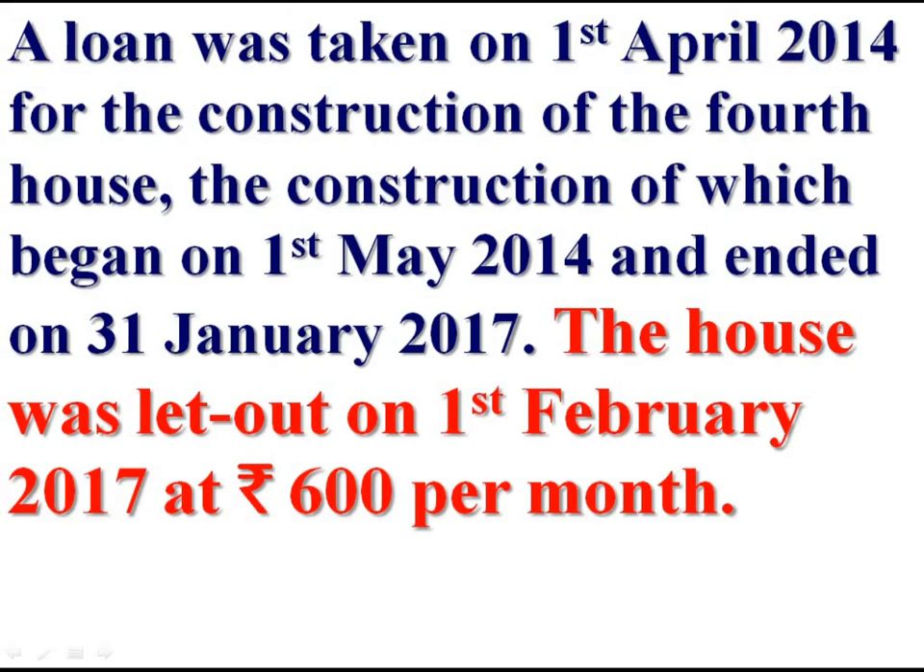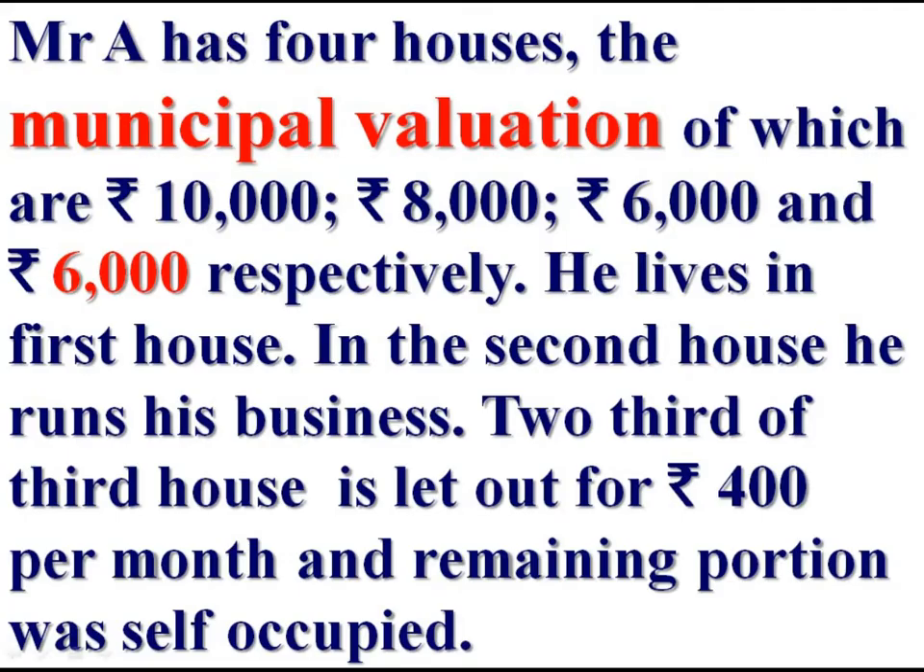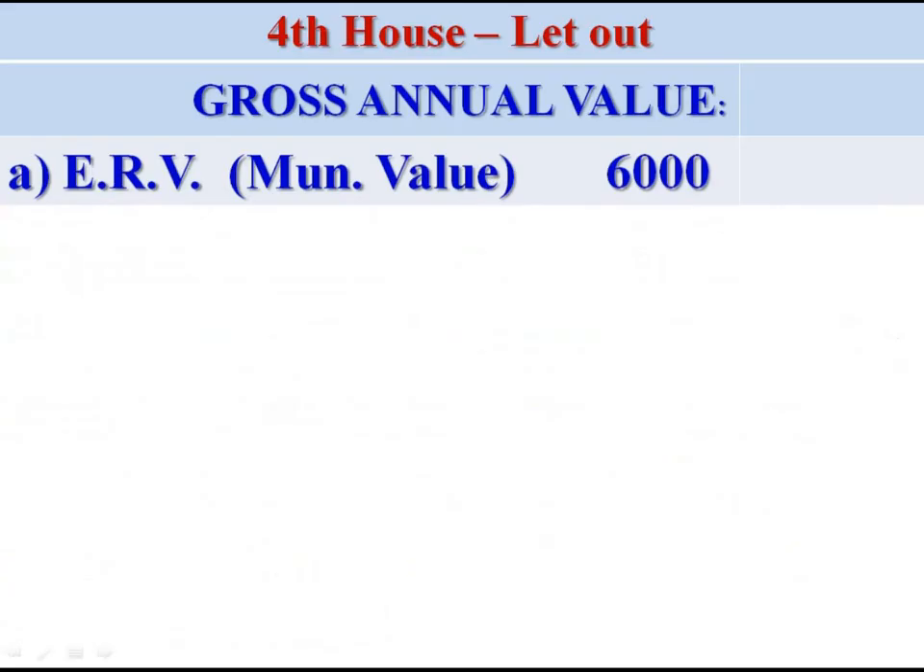3780. Fourth house. The house was let out on 1st February 2017 at rupees 600 per month. Fourth house was fully let out. We have to compute gross annual value. First, the expected rental value. For computing expected rental value, we have municipal valuation rupees 6000. There is no fair rental value, no standard rent. Therefore, municipal value rupees 6000 is the expected rental value.